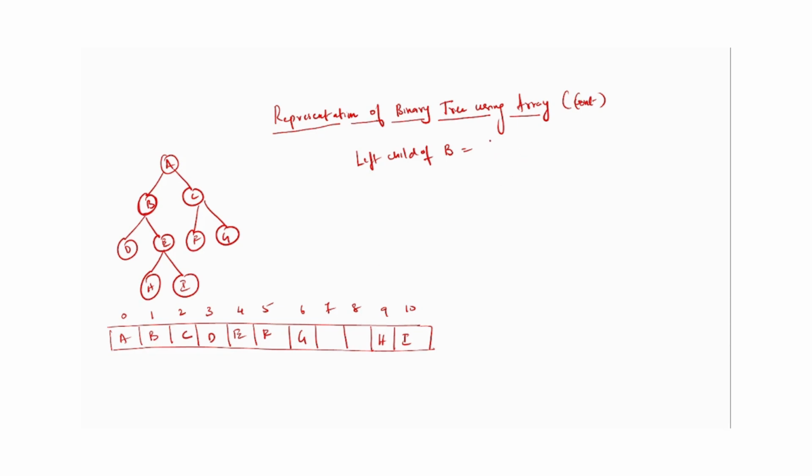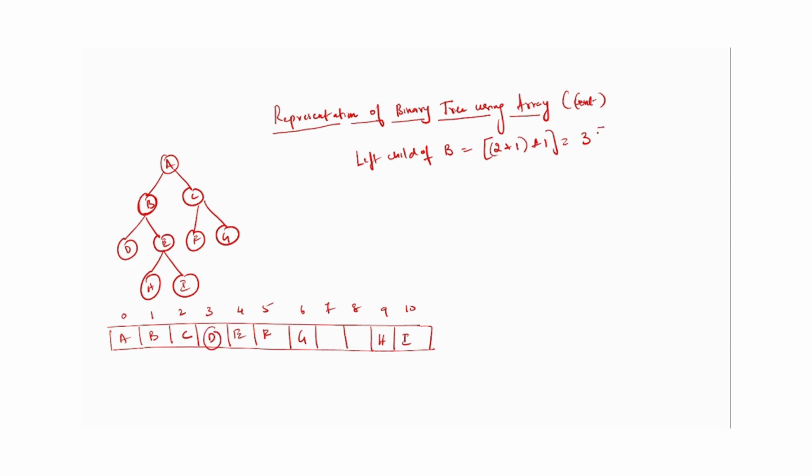Therefore, let us use the formula 2 into i plus 1. Here the index of B is 1, so 2 into 1 plus 1, 2 plus 1, that is nothing but 3. So what is 3 here? 0, 1, 2 and 3, that is D.